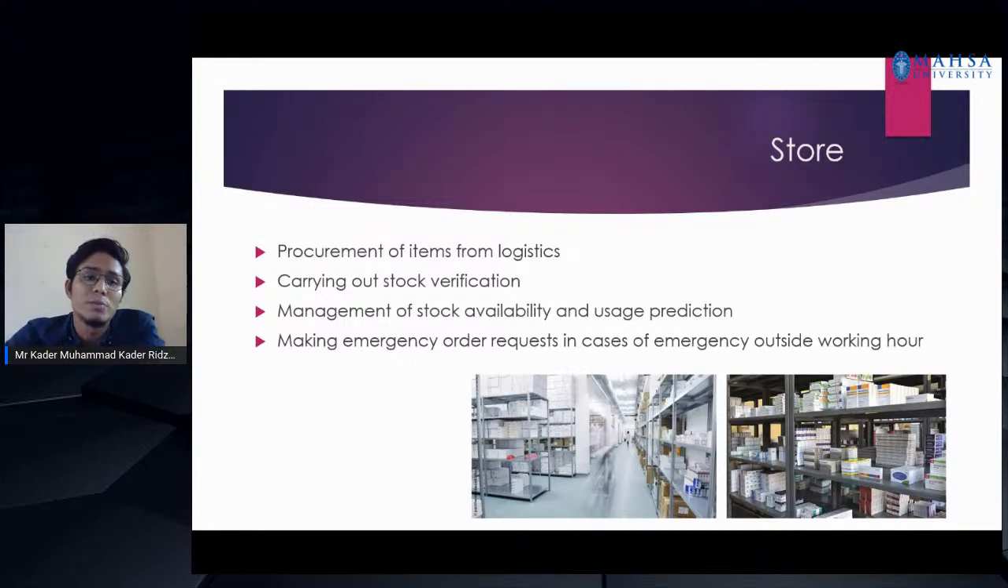The next one is making emergency order requests in case of emergency outside working hours. Maybe there are a few medications that are not in your drug list and somehow the specialist has ordered them because there is a special case from a special patient.